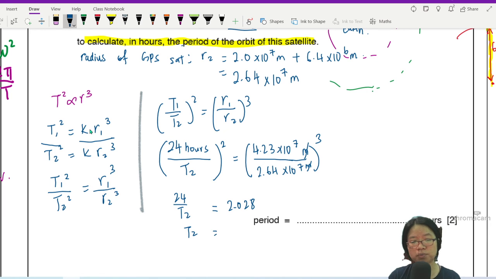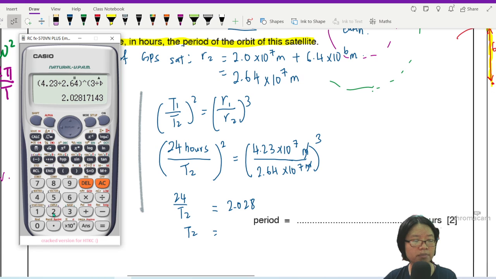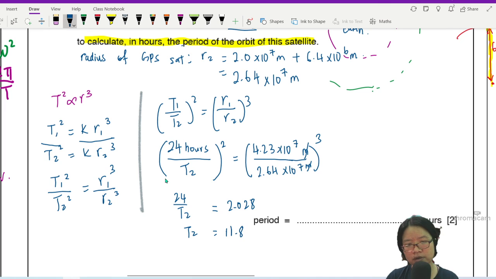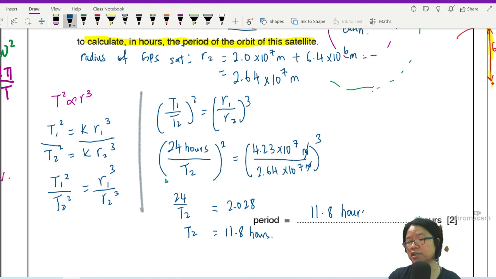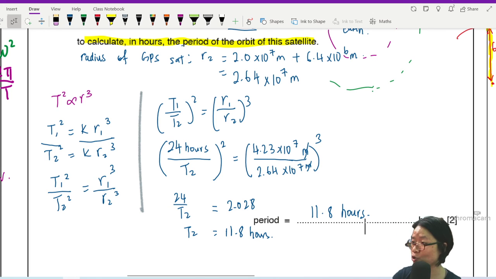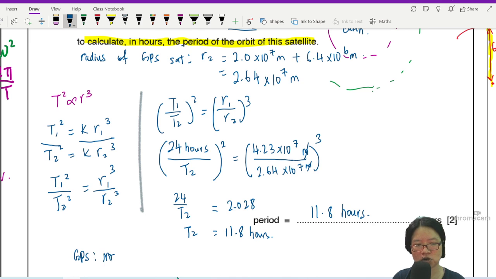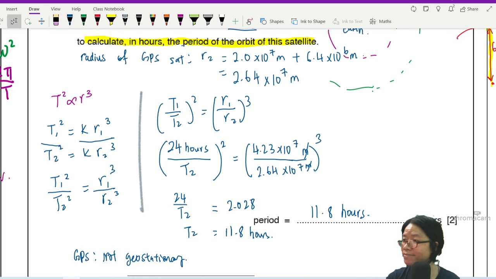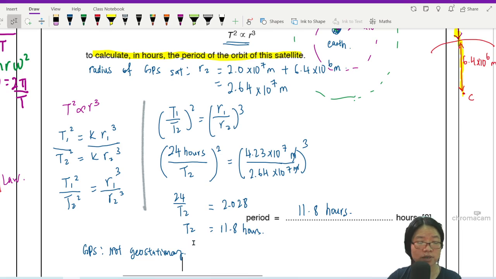And now I can find T2. T2 would be 24 divided by 2.028. And that should give me 11.8 hours. So this orbit will be faster and it is definitely not geostationary. GPS is used for tracking and also for navigation. So you can see from the conclusion here that this GPS is not geostationary because it's 11.8 hours. All right, so that's it for this question.